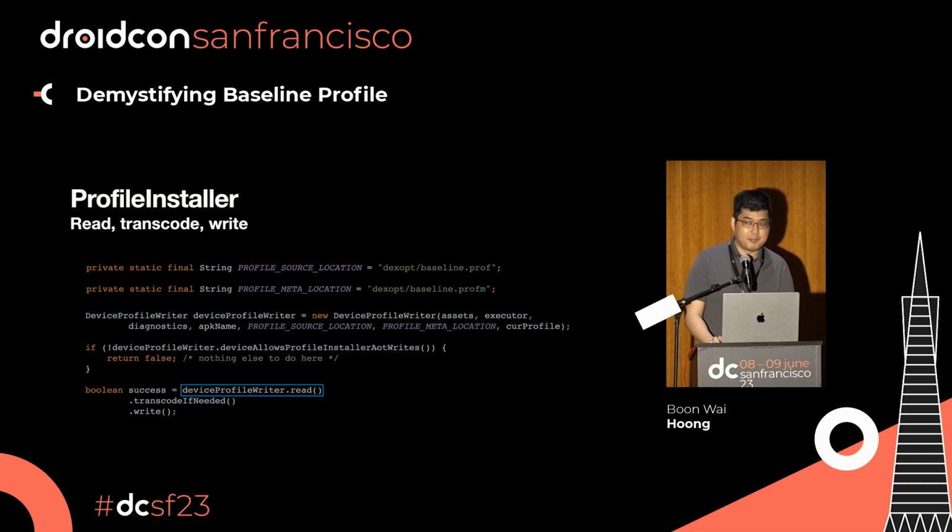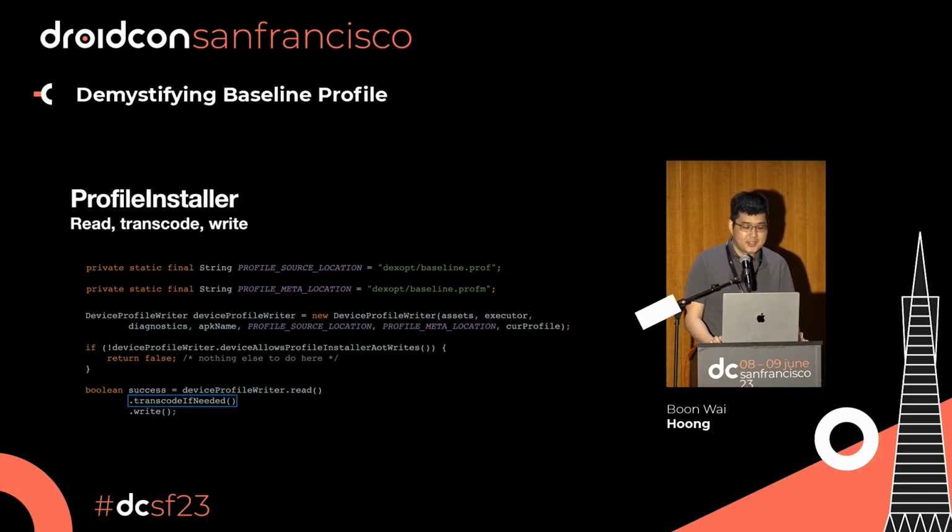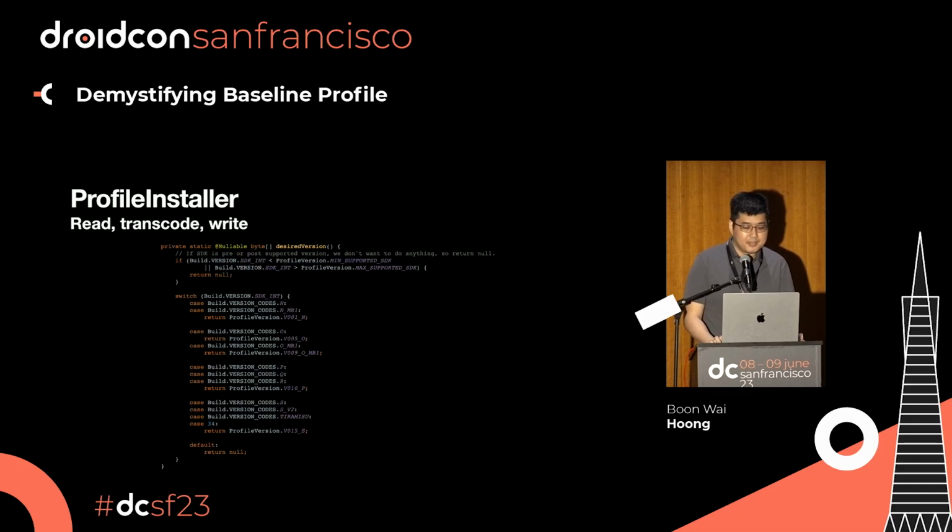What it basically does is that this profile writer will first read the source. As you can see here, these are the assets that are packaged into your APK itself. So it points to there, and then it reads the file, right? The next step is that it does a transcoding. So what is the transcoding about?